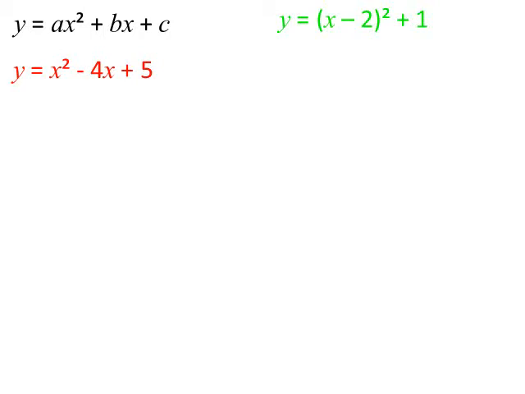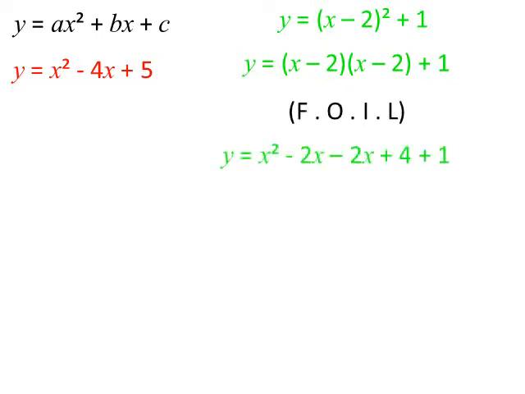So if you have an equation like this, before you graph it, I want you to put it into standard form. And to put it into standard form, let's expand the (x minus 2) squared. That's (x minus 2) times (x minus 2). Remember, it's not x squared minus 2 squared. That doesn't work. You have to FOIL. So when I FOIL this out, I get x squared minus 2x minus 2x plus 4. And then I still have the plus 1 on the outside, so that doesn't go anywhere.